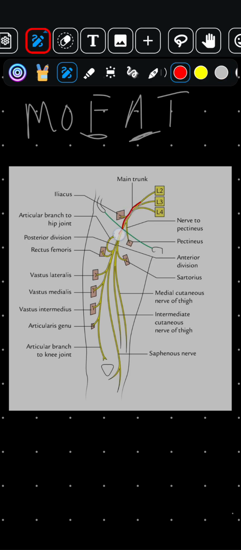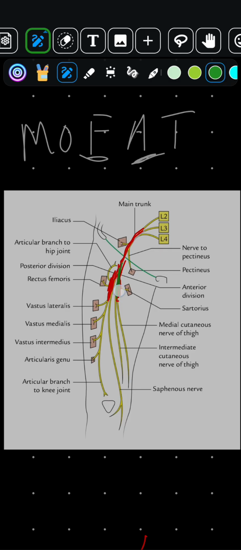We're going to have the anterior division, the one in green, and the posterior division, the one in red. The anterior division is going to innervate your sartorius muscle. So in our mnemonic that said TASK, this S here is going to be supplied by the anterior division, and then when you look at the posterior division, it's going to supply everything else.